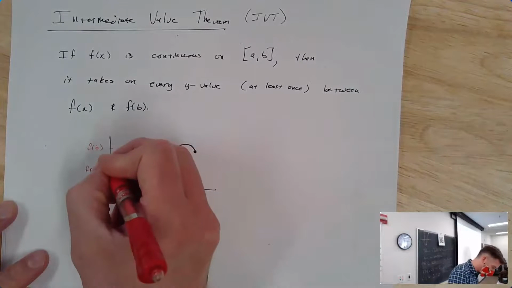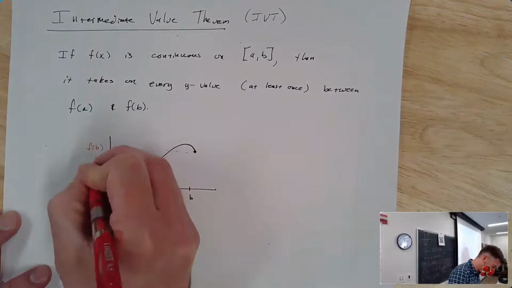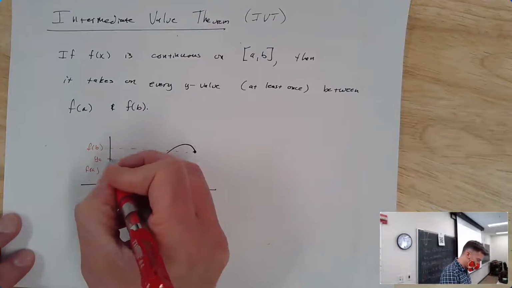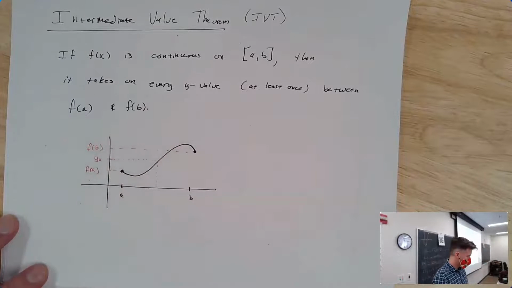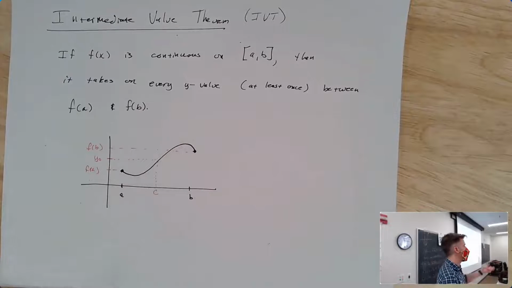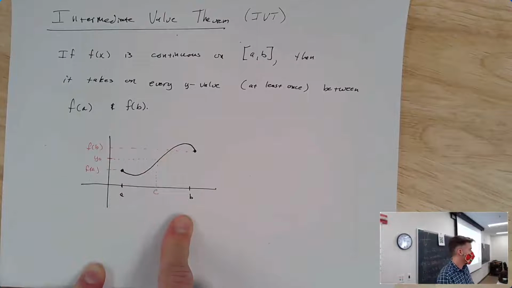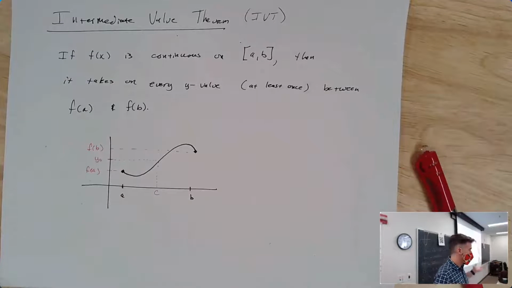So specifically, if you want to pick some value, I think a lot of textbooks use a capital N. I'm going to use y naught because that seems more typical. For any value between f of a and f of b, there is some value c between a and b. That's really the crux here: it's not just that the function is going to equal that y naught value somewhere, it's that it's going to equal that y naught value somewhere where your x value is between a and b, in the interval.